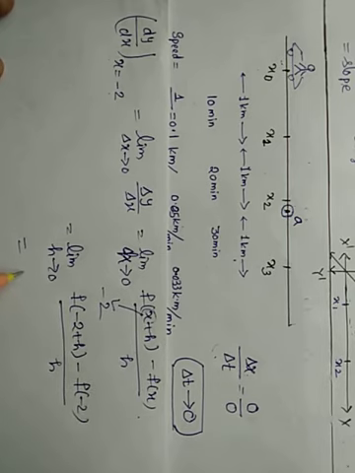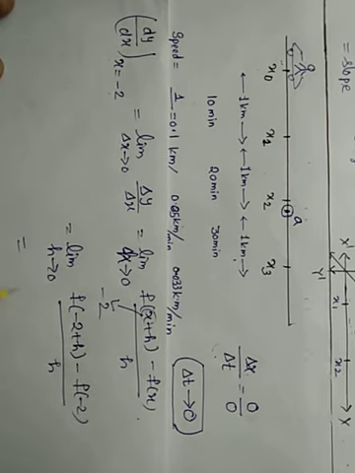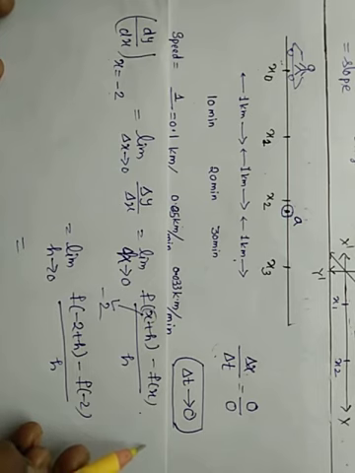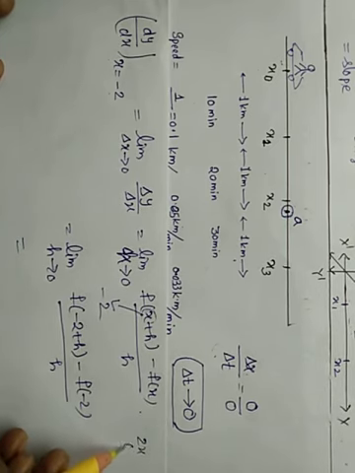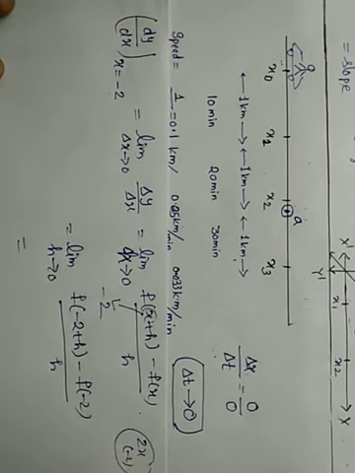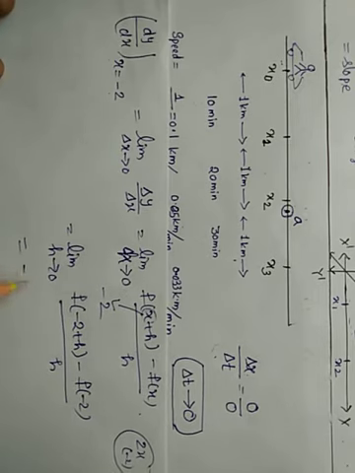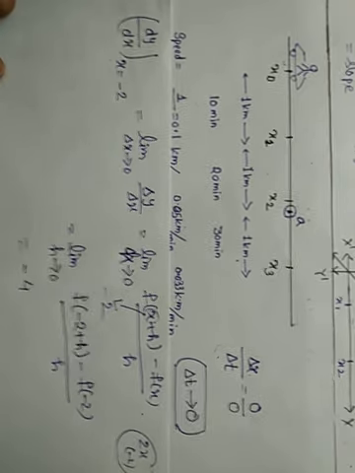And the answer we got over here is minus 4. You solved it, no? It was 2x, but x equal to minus 2. X equal to minus 2 means 2 into minus 2, which is minus 4. So the answer is minus 4 in this case.